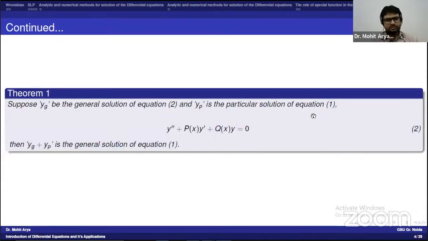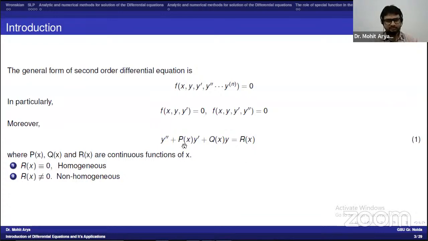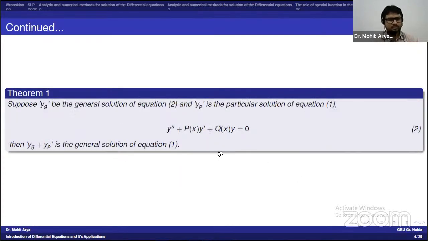So there is a theorem which is most important. Suppose yg is the general solution of equation 2, which is a homogeneous second order differential equation, and yp is the particular solution of equation 1. Equation 1 is that. Then yg plus yp is the general solution of equation 1. That is, yg is the general solution of 2 and yp the particular solution of 1. When we add both of them, it is called the general solution of equation 1.